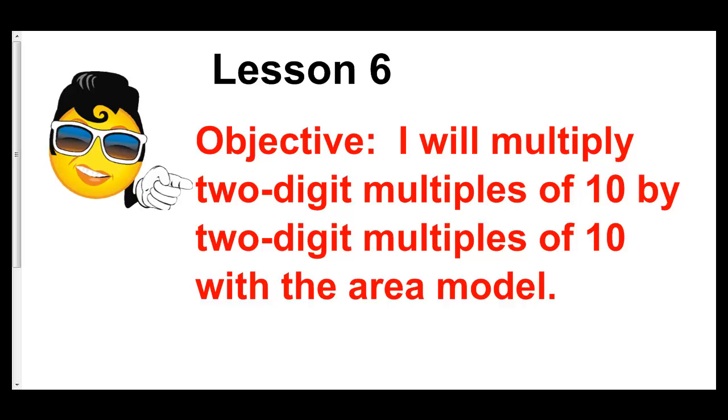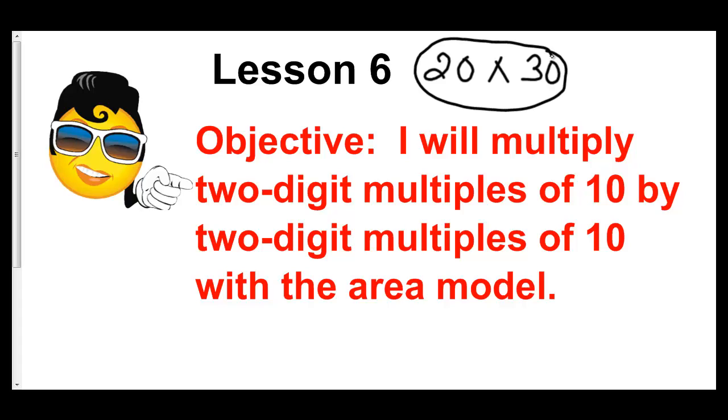This is lesson 6. I will multiply two-digit multiples of 10 by two-digit multiples of 10 with an area model. If you think about a two-digit number, that just means that it has two digits in it. So this is a two-digit number, but it's got to be a multiple of 10. So this is a two-digit multiple of 10 times another two-digit multiple of 10. That's what we're going to work on today, but we're going to use an area model to find two-digit multiples of 10 times two-digit multiples of 10.